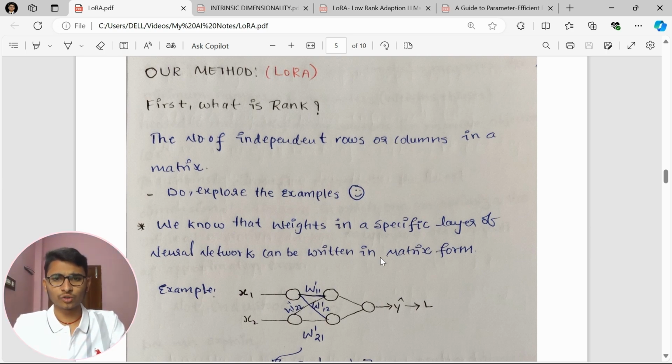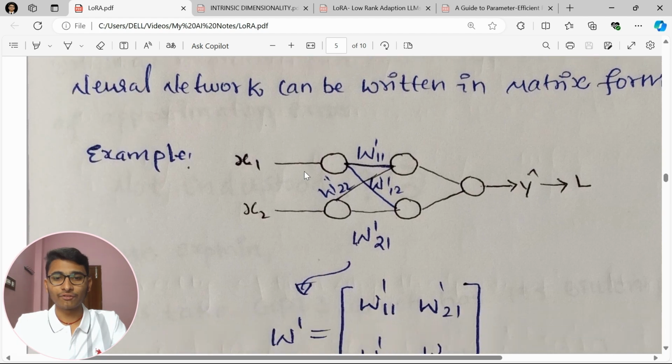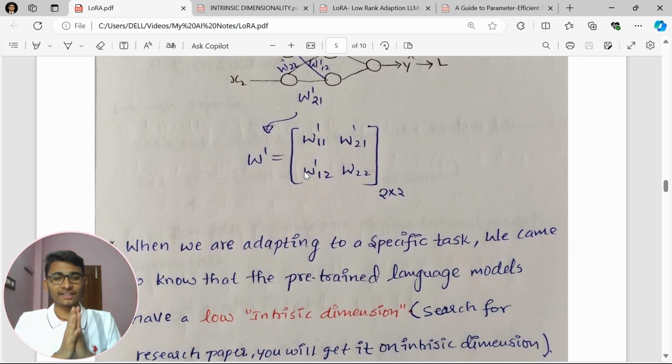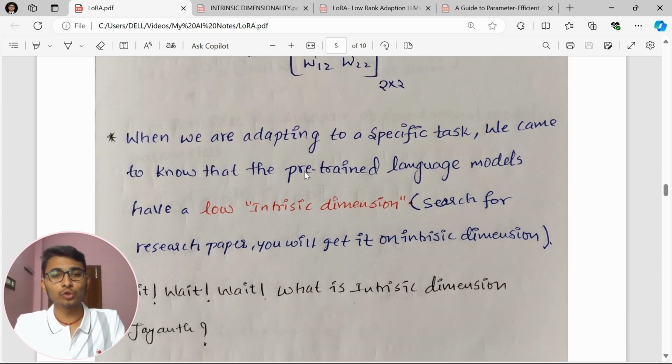Now I hope you also know, if you know backpropagation or weights and biases of an artificial neural network, we can also write the weights in a weight matrix. I hope you know this. I just want to recall this. Now the authors are saying that when we are trying to adapt to a specific task, they came to know that pre-trained language models have low intrinsic dimension. Okay, let's explore what is intrinsic dimension. I will not read the bookish definition. It is present in the research paper itself, but I will explain it through an example.